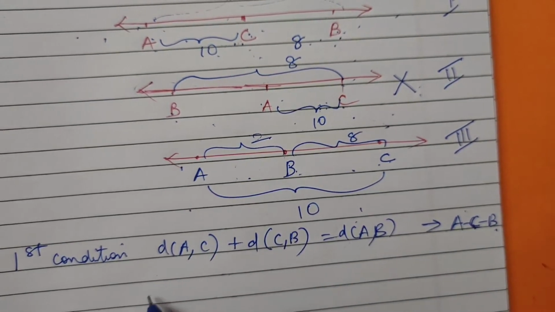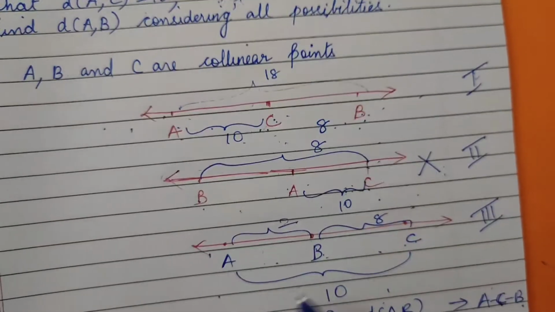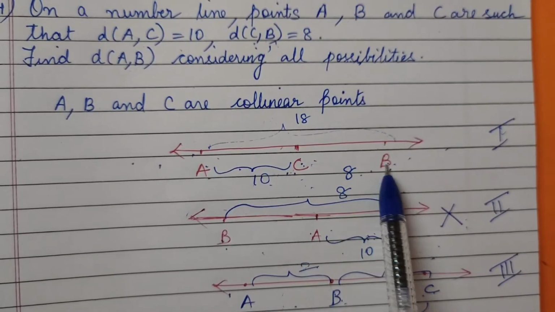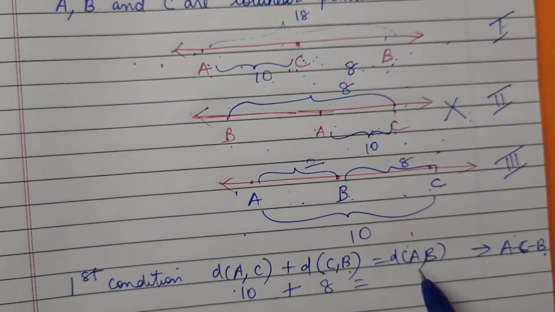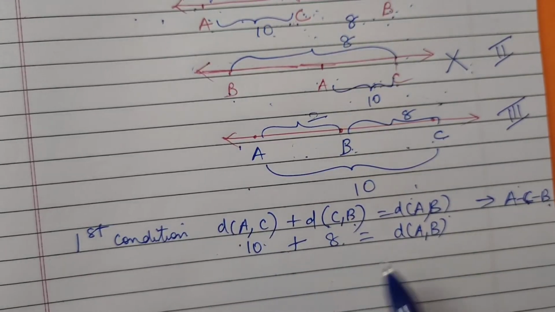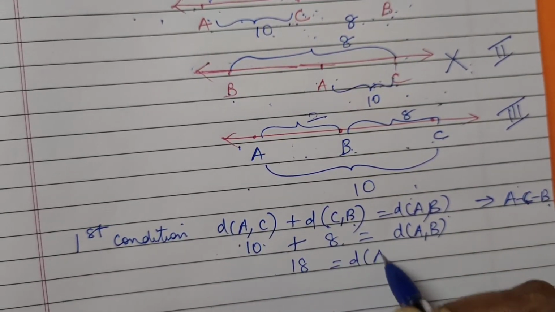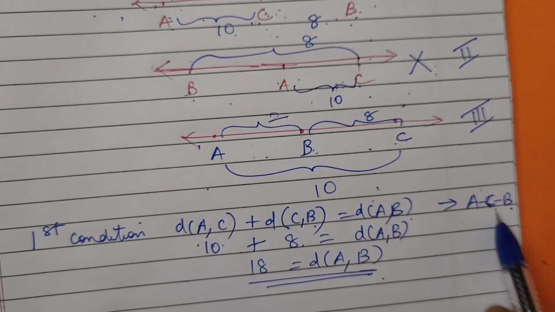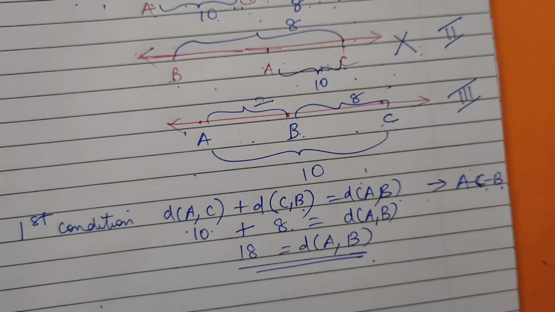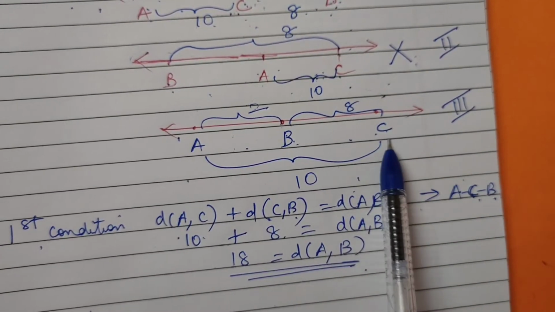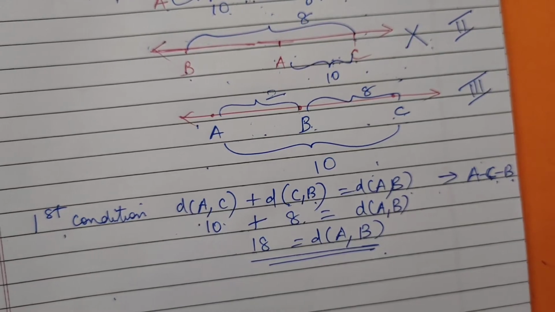Now what is distance of AC? AC is how much we have written? 10. I am writing in that place 10 plus CB. CB is how much given? 8. We have to find out the distance of AB. So when we add 10 plus 8, how much will we get? 18. So distance of AB is 18. Clear? If you want, you can write it at the end also: C is between A and B. That's up to you. Now this first condition is completed. Second condition we will not write at all because this will not come at all. Let's consider this as a second condition. Okay dear, second condition.